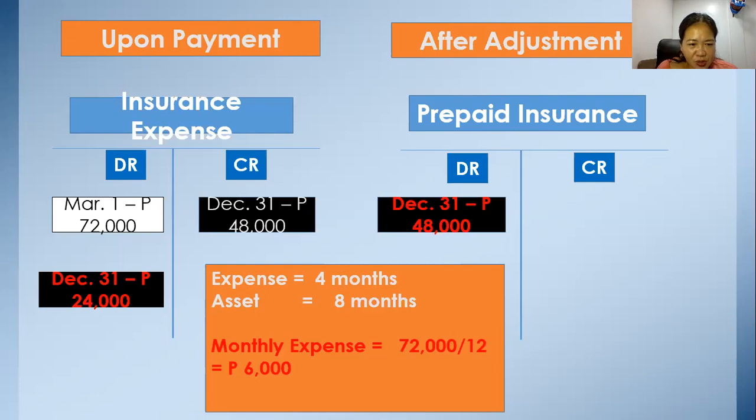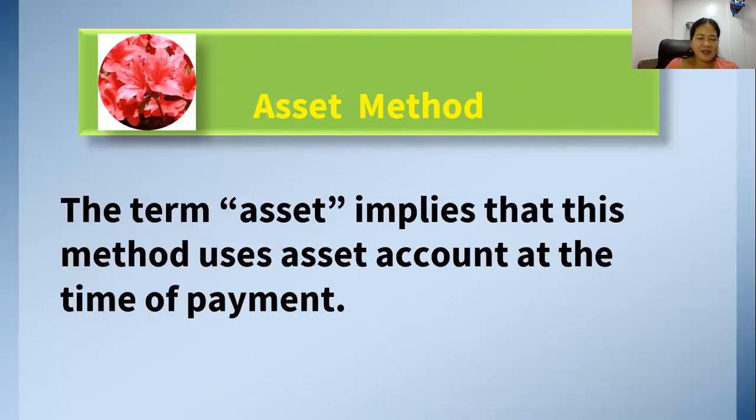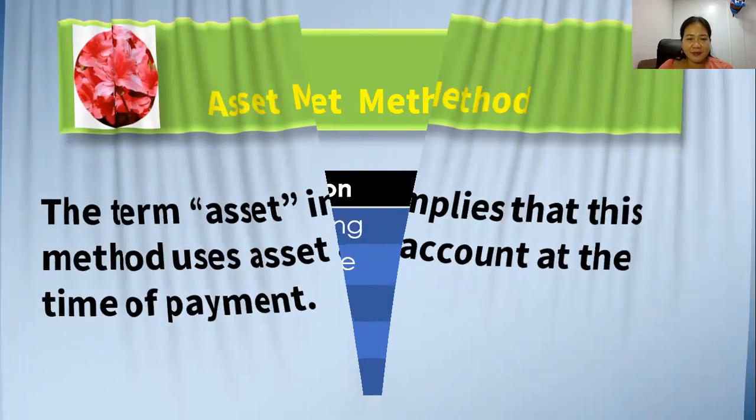So the expense portion is good for 4 months, that would be 24,000, and the asset portion is good for 8 months, and that would be 48,000. So that would be how you are going to adjust when the prepayment uses the expense method in recording the original payment. We'll now proceed to the asset method.